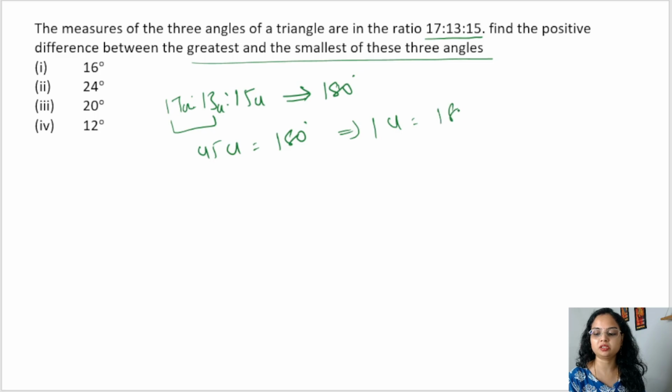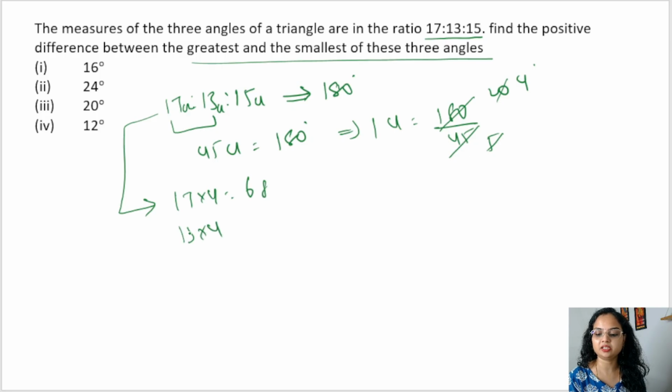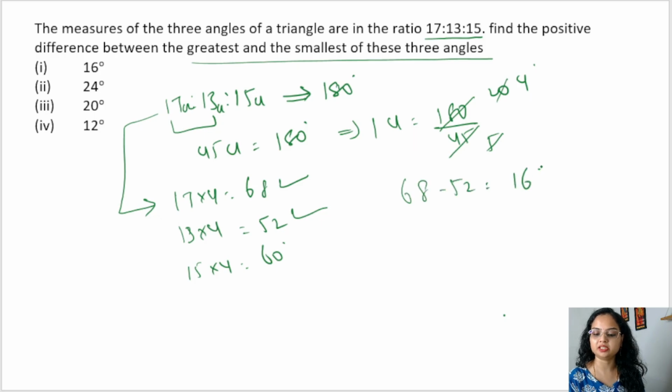So what is 1 unit? It is 180 divided by 45. 9 into 5, 9 into 20, it is 4. So 1 unit is equal to 4 degrees. So what are the 3 angles? It is 17 into 4, it is 68, and 13 into 4, it is 52, and 15 into 4, it is 60 degrees. Here 68 is the greatest and 52 is the smallest. What is asked? Difference between the greatest and the smallest. It is 68 minus 52, it is 16 degrees.